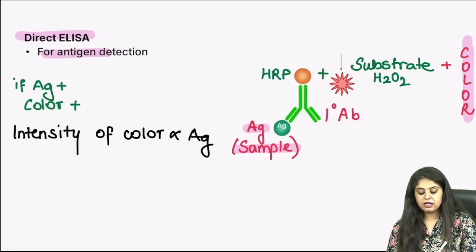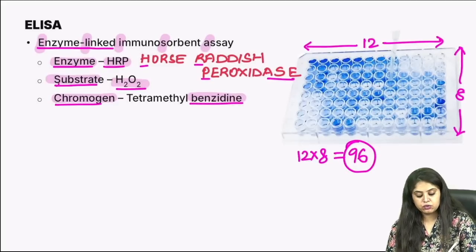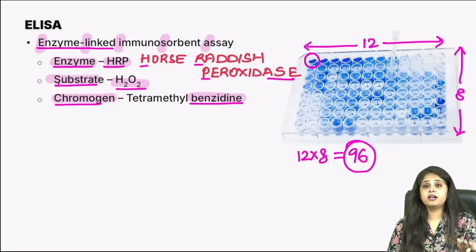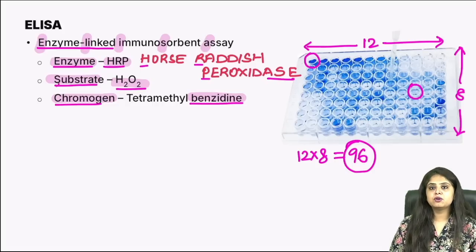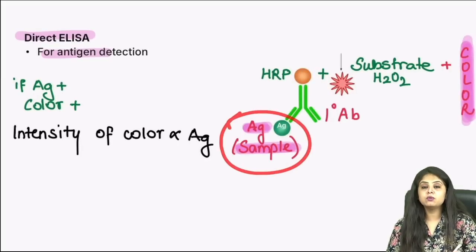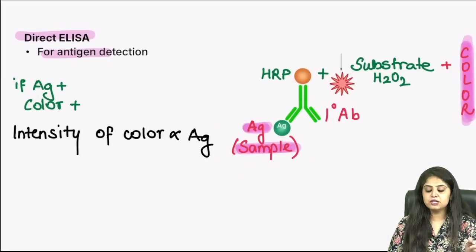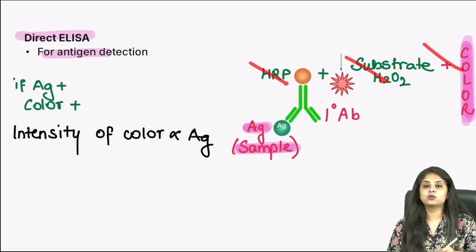The more color I get in the end, the more antigen the patient has. For example, this patient with the deep blue color has a high antigen concentration. This patient with a very light blue color has a very low antigen concentration, and that reading is what the computer and software do. So overall, the first thing is that what you add is what you want to see in the patient. After that, you add the same enzyme, the same substrate, and the same chromogen.